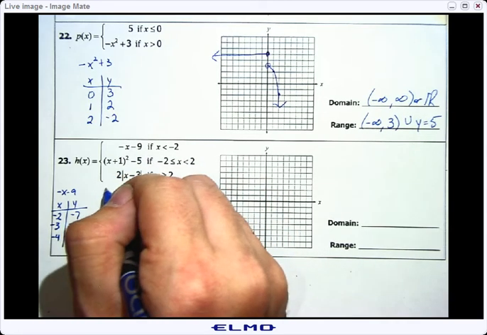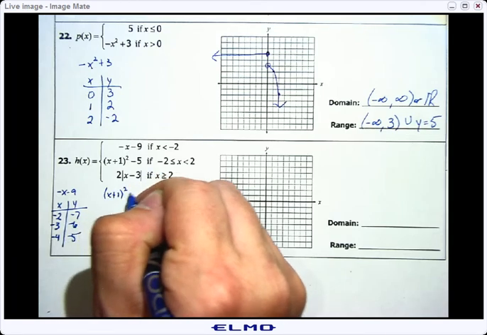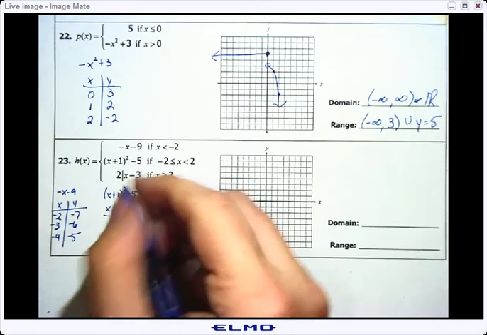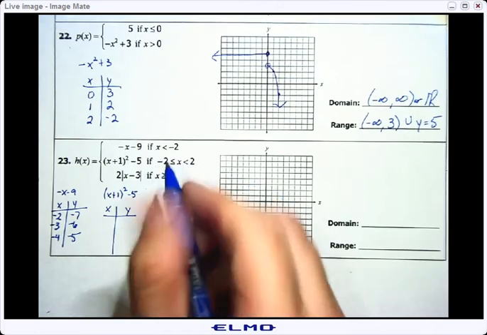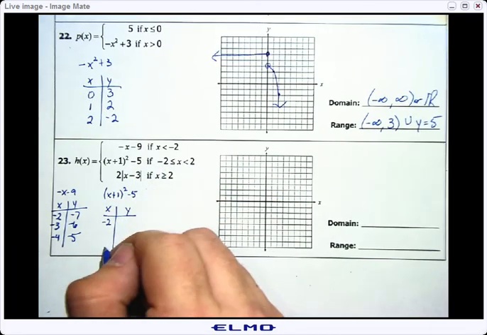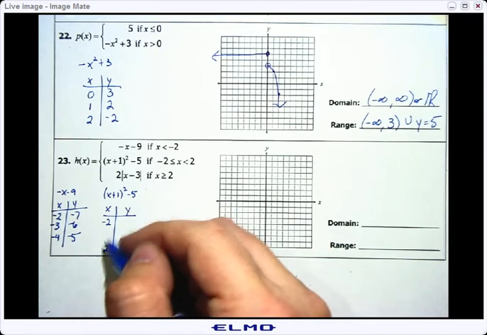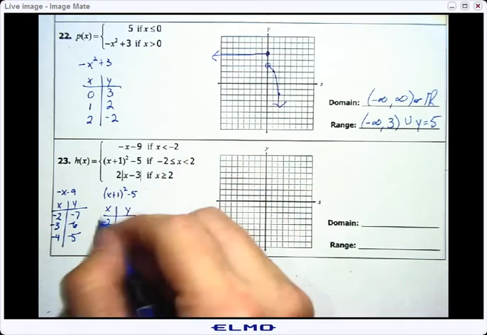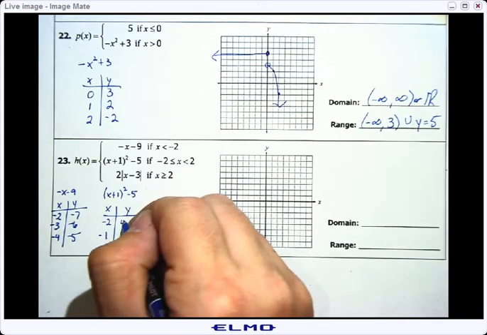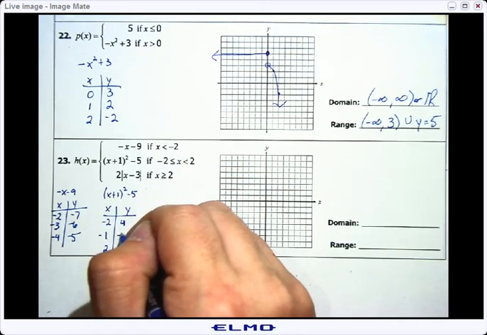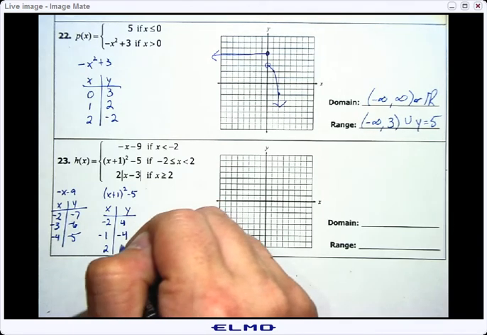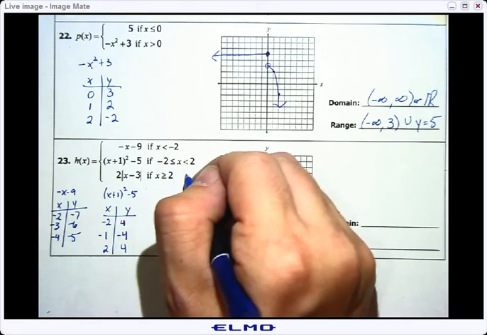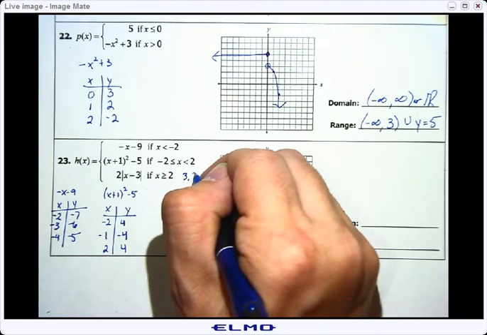For the next one, I want to test at the boundary, so -2 stops at 2, and something in between, we're just going to go with -1. All right, plug in a -2, you're going to get 4. Plug in a -1, you should get -4. Plug in a 2, you should get 4.